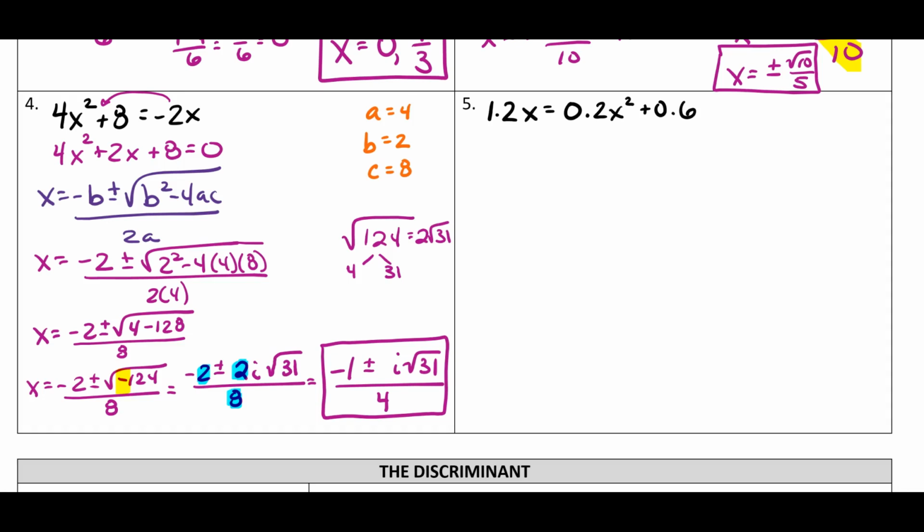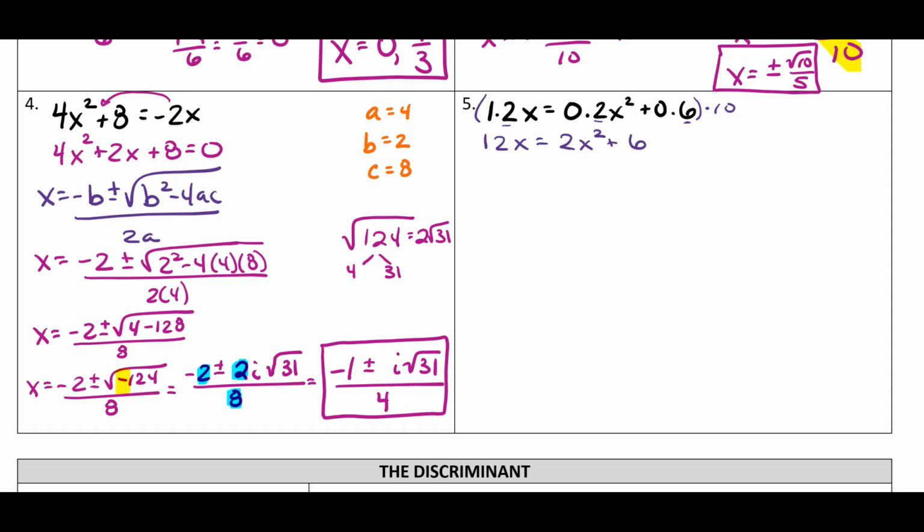So if you'll recall from previous math classes, if you are trying to remove a decimal, you simply multiply. Because these are all 1.1 and 2 tenths, 2 tenths, 6 tenths, that's what that tenth is right there, all we have to do is take and multiply everything by 10. So if we multiply this whole problem by 10, that would give us 12x equals 2x squared plus 6.